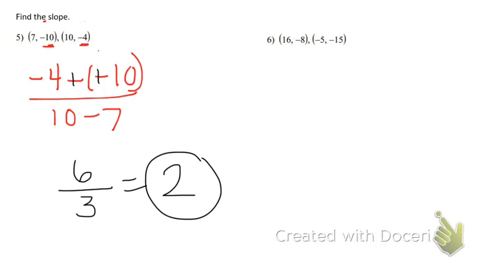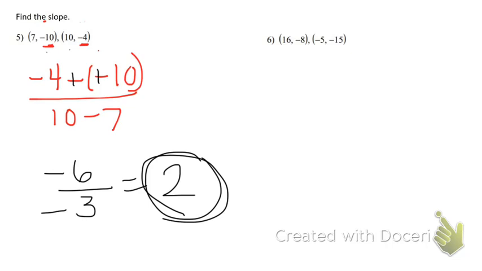But if we had subtracted in the other order, if we had done negative 10 minus negative 4 and 7 minus 10, then these would have both been negative. But that's okay because 2 negatives divide to a positive 2. Same answer. So that's why it doesn't matter which way you do it. Just do the same order twice.